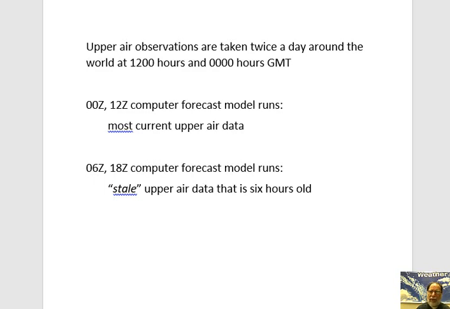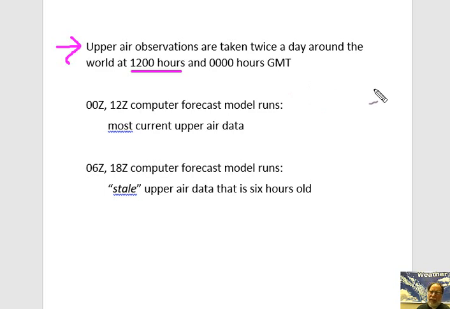Computer forecast models are typically run every 6 hours at 12Z, 18Z, 0Z, and then again at 6Z. And the upper air observations are critical that are fed into the initialization of these computer forecast models, and there are big differences between the 12Z, 0Z runs and the 6Z and 18Z runs. Specifically, upper air observations are collected around the world 2 times a day, 12 hours apart on average: 12Z or 0Z, or you could call that 1200 hours GMT or 0 hours GMT.